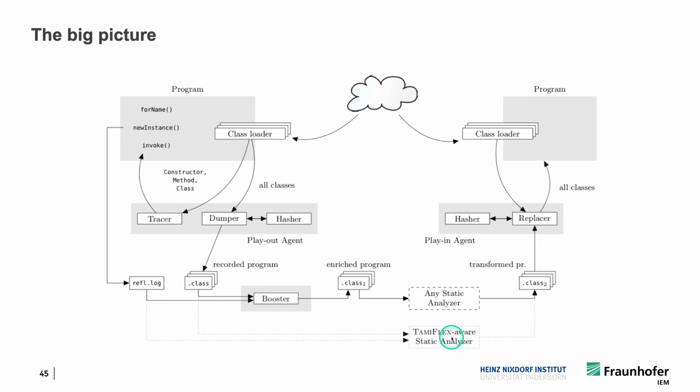You can either use a Tamiflex-aware static analyzer, such as we have implemented it in Soot and Spark, or alternatively, you can use the booster, which gives you these enriched class files that have basically information about the reflective calls embedded directly into the bytecode. And then this can be given to any static analyzer.